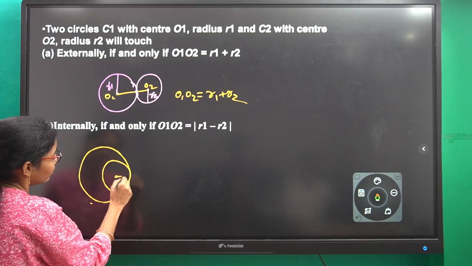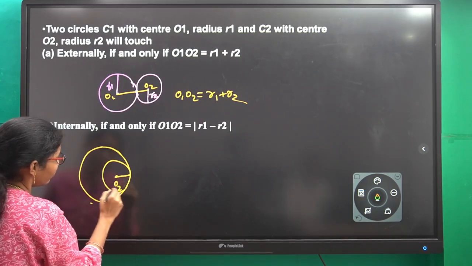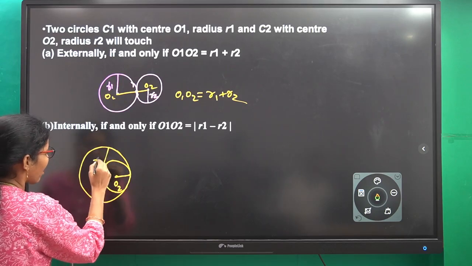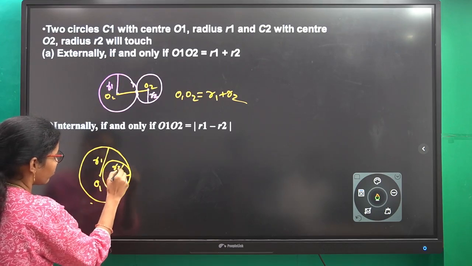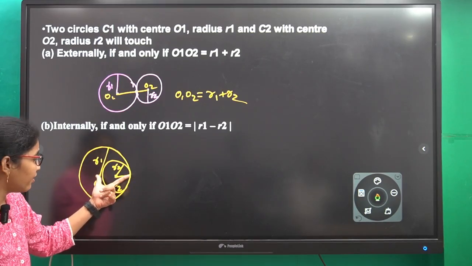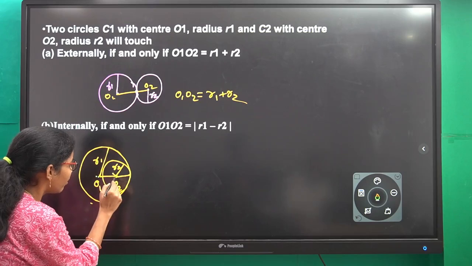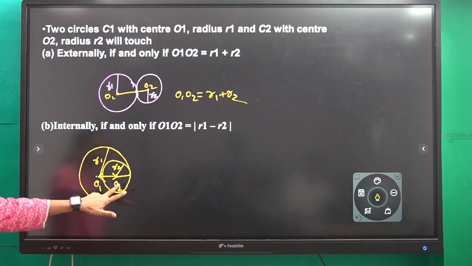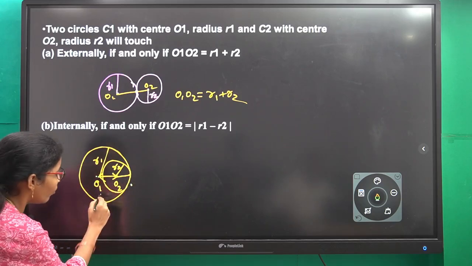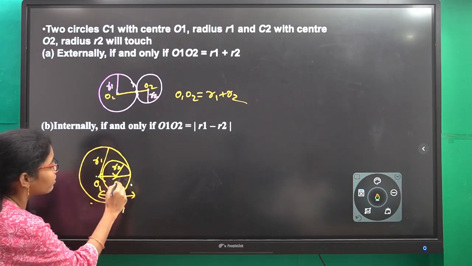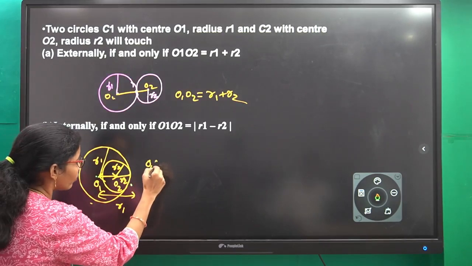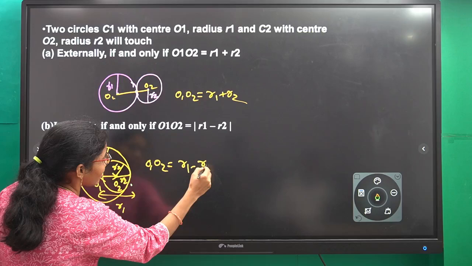Okay, here this is O2, here it is O1, this radius is R1 and this radius is R2. Now tell me, what is the relation between R1 and R2? Here we want the distance from O1 to O2, which is nothing but the difference between R1 and R2, or not? This whole thing is R1. Whenever I subtract this R2, we get O1O2, or not? So O1O2 equals R1 minus R2.